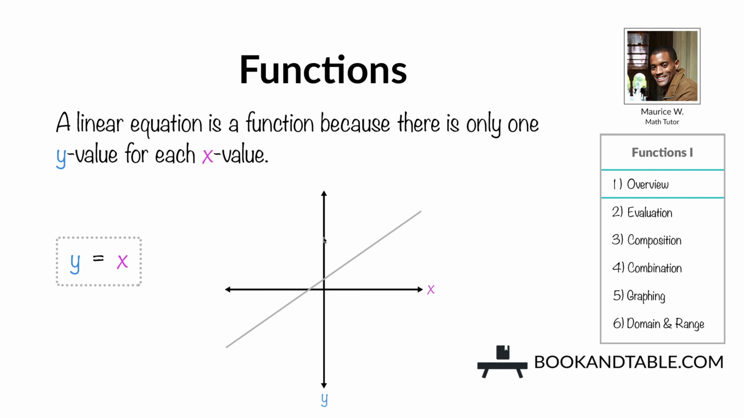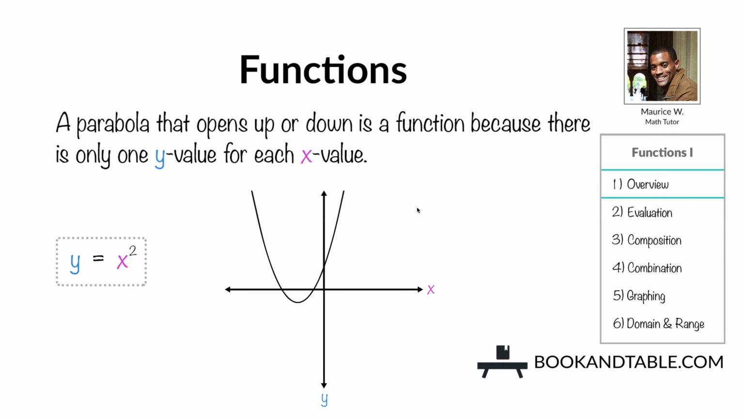And again, a line will look different on a graph based on the slope or constant added. But the general formula is y is equal to x. And you get a straight line through the graph. And for each x value, there's only one y value associated with it.